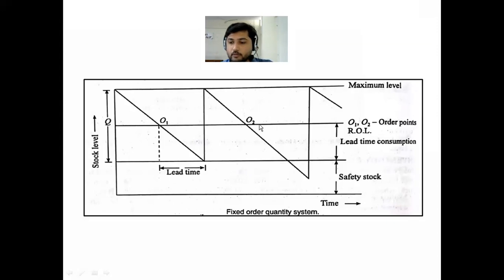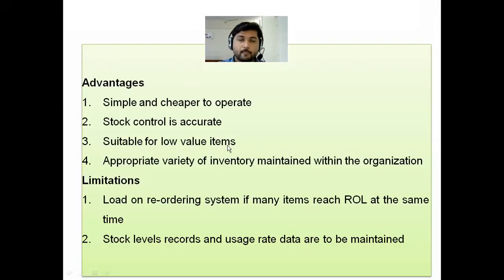Now next is advantages. Advantages: simple and cheaper to operate. The next, stock control is accurate. Third one, suitable for low value items. Then fourth one, appropriate variety of inventory maintained within the organization.